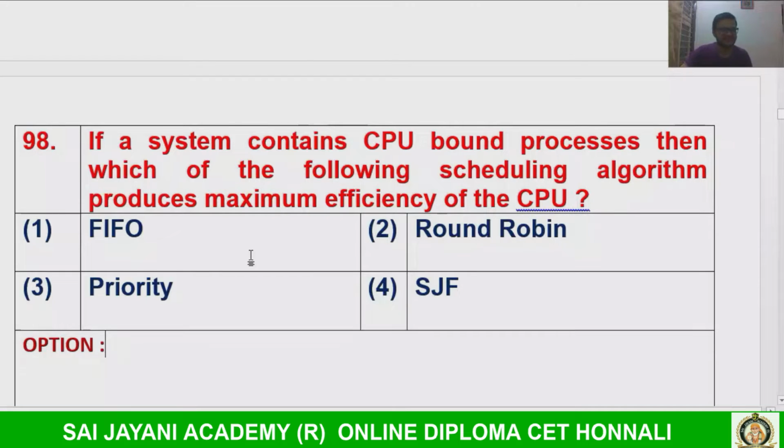From the Diploma CET 2018 question paper, for the branch Computer Science and Engineering, and the subject is operating system. In that, question number 98. If a system contains CPU bound processes, then which of the following scheduling algorithms produces maximum efficiency of the CPU? For question number 98, we have four options.